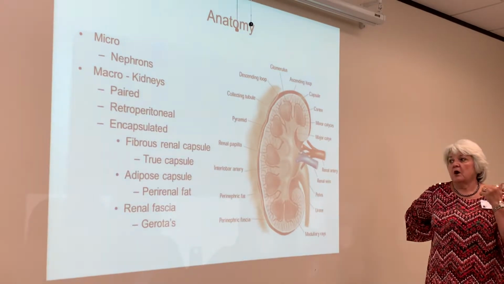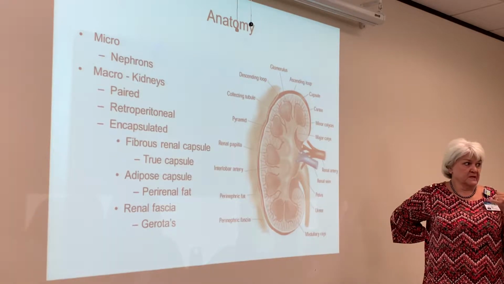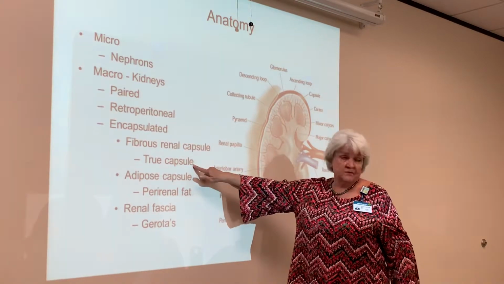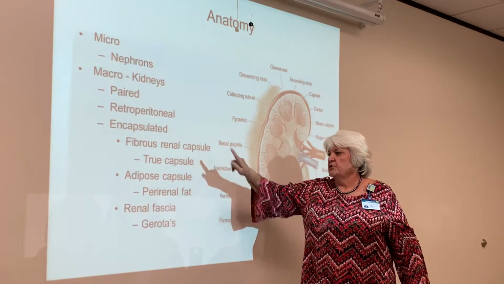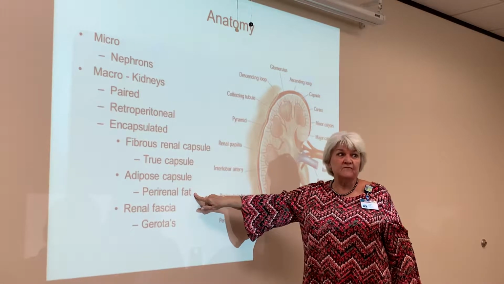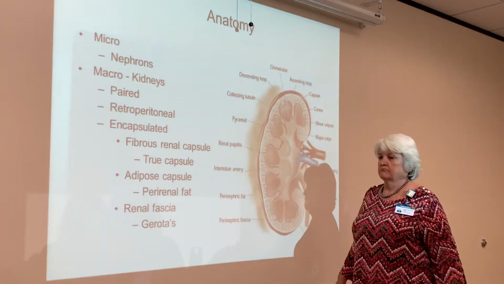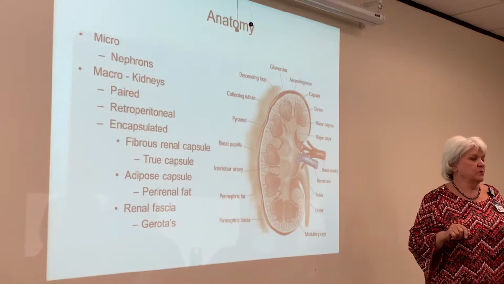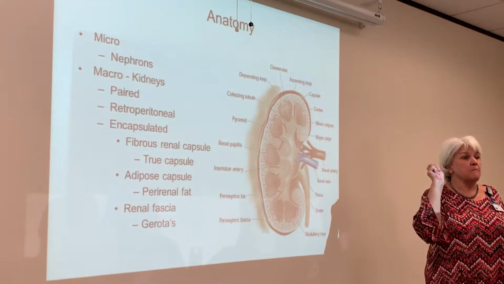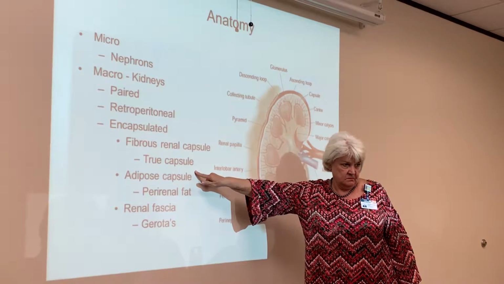So, there are 3 things that protect the kidney. You have a true capsule, you have perirenal fat, and you have Gerota's. Okay? When you go up on the floors and do renal biopsies, you can actually hear the needle pop through this true capsule. Okay?